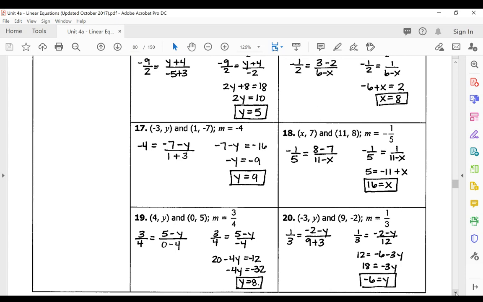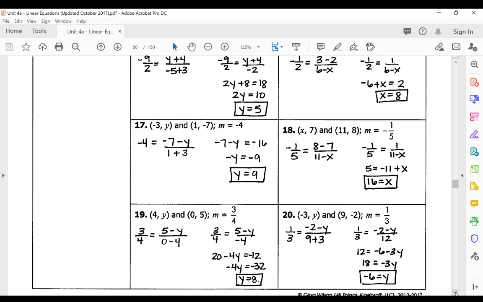All right, let's see how you did. Did you get y equals 8 on number 19 and y equals -6 on number 20? Take a look at these and make sure that they make sense to you. If you're still having trouble with this, please see me. So now you have learned to use a given slope and some coordinates to find a missing coordinate between 2 points on the line.